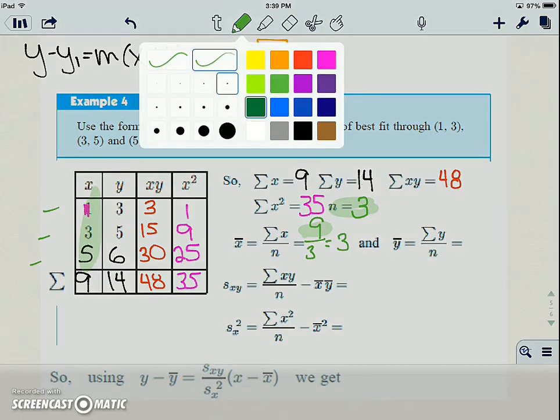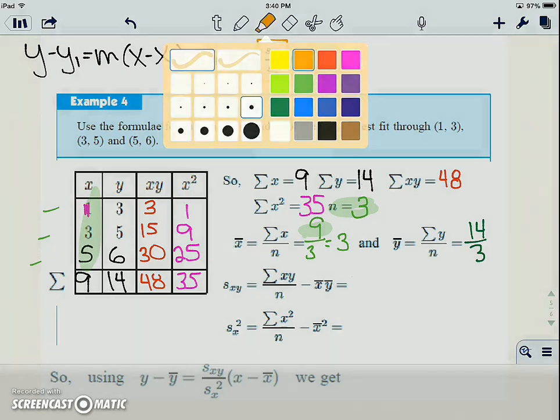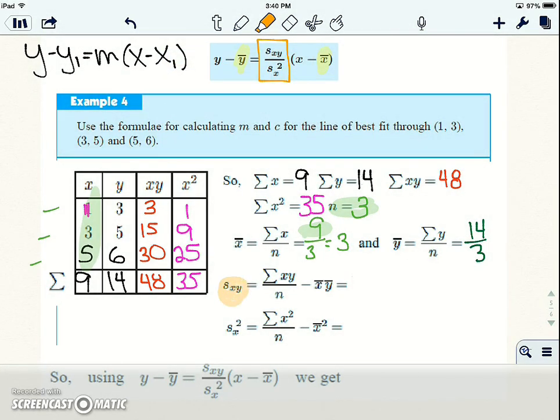And if you did the same thing for the y's, we'd get 14 divided by 3, and that doesn't simplify into anything nice, so you could make a decimal or just leave it like that. And I'm just going to go ahead and leave it like that for today. Now we need S of xy, which is basically the standard deviation of multiplying x and y together. Don't worry about it, other than here is the formula for it right here, and it's part of our formula up here.